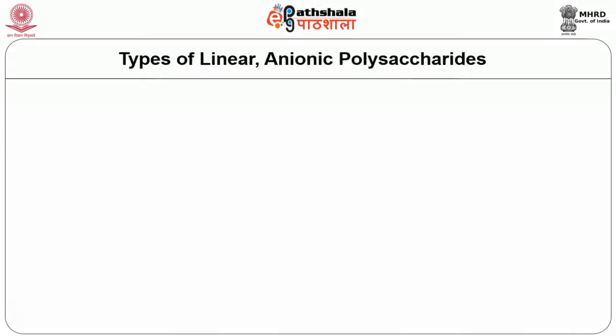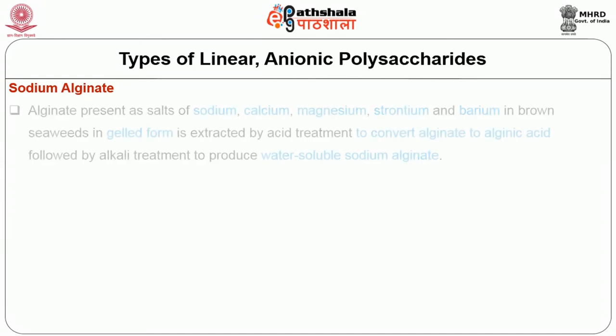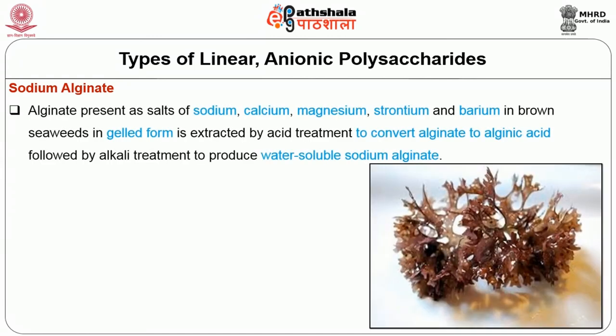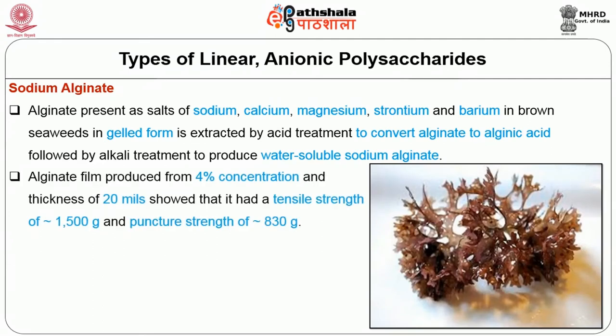Let us learn about different types of linear anionic polysaccharides one by one. First linear anionic polysaccharide is sodium alginate. Alginate is present as salts of sodium, calcium, magnesium and barium in brown seaweeds in gelled form. It is extracted by acid treatment to convert alginate to alginic acid, followed by alkali treatment to produce water-soluble sodium alginate. Alginate film produced from 4% concentration and thickness of 20 inches showed a tensile strength of 1500 gram and puncture strength of 830 gram.